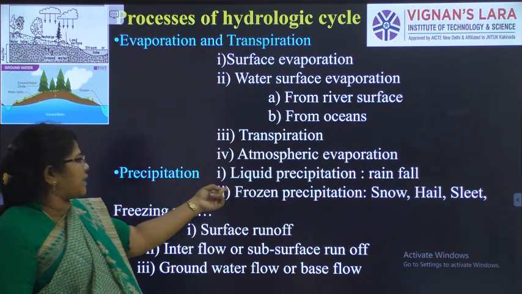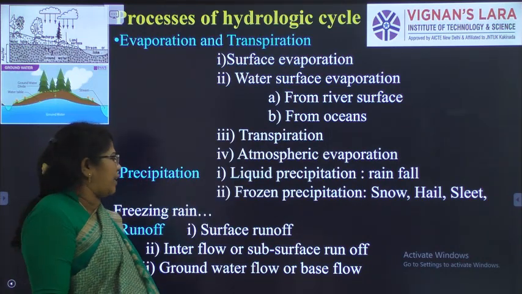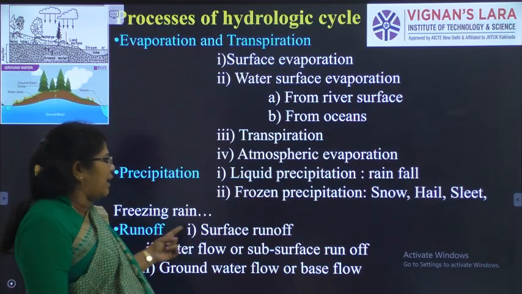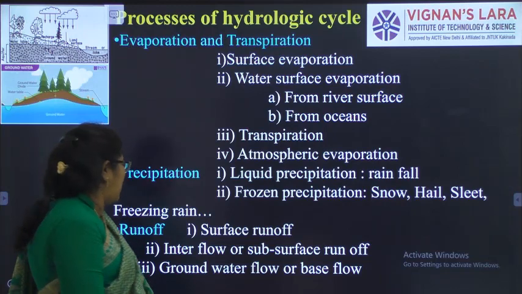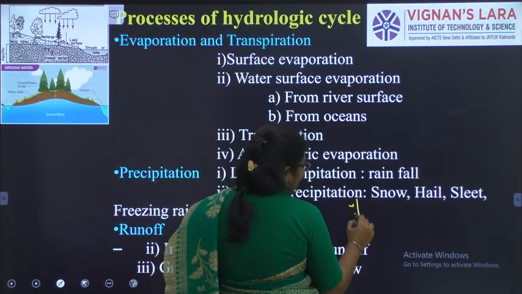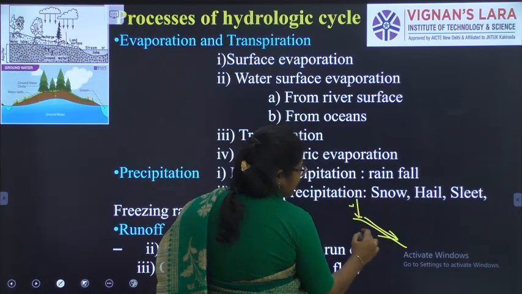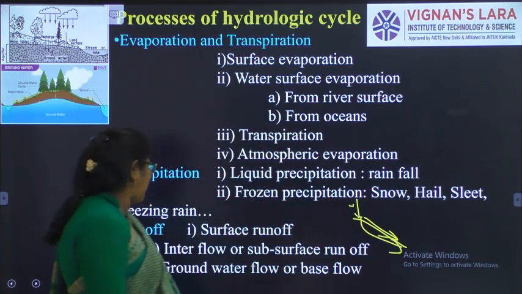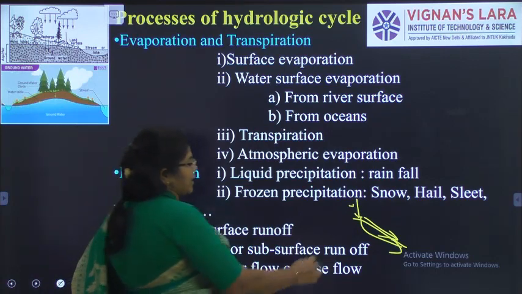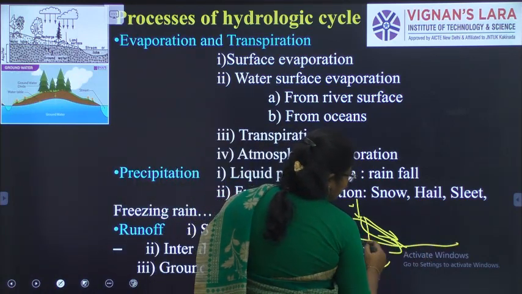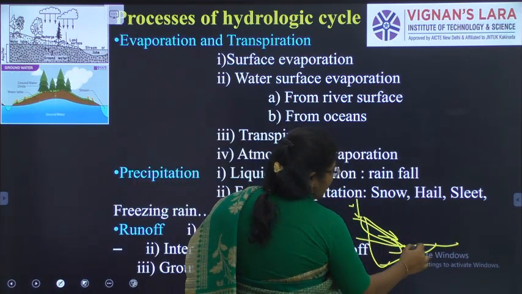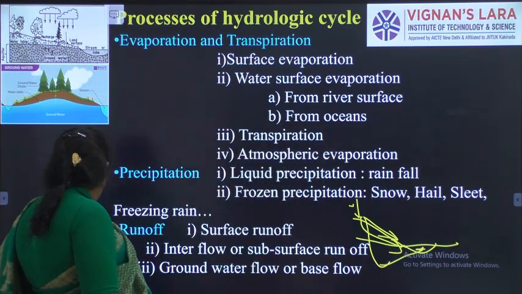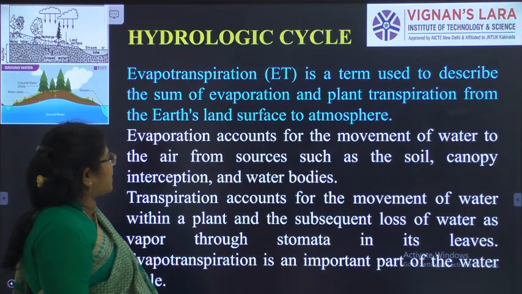And precipitation is liquid precipitation, rainfall. Frozen precipitation is snow, hail, sleet, freezing rain. And runoff is the surface runoff. That is, if rain is coming here, some water will go like this, right? That is surface runoff. Some water will go like this, that is subsurface runoff. Or the groundwater, that is, it reaches the ground, and this may be the water table. From the ground level, it reaches the stream or lakes. We call it the groundwater or base flow. So this is the hydrologic cycle.